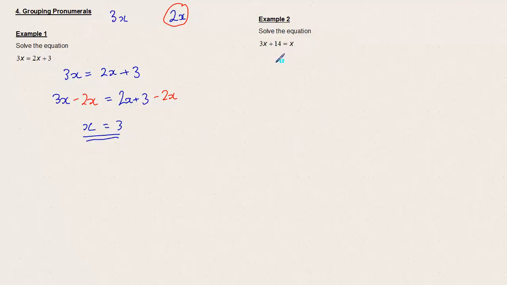Same sort of thing here. On the left I have 3 x's, on the right I have a single x. So that's the smaller number of x's. So if I subtract x, I'll get rid of the x's on the right hand side, that is. So I'm going to take away x from this side, and I'm going to take away x from this side as well.